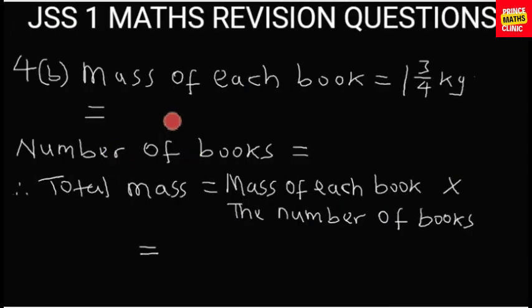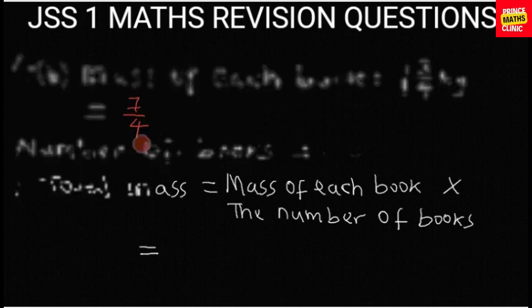So we're given that the mass of each of the books is 1 3/4 kilogram. So let's convert this to improper fraction by saying 4 times 1, which is 4, plus 3, that is 7 over 4. 7 over 4 kg. Good. So we know the formula for total mass to be mass of each book times the number of books. The mass of each book is 7 over 4 and multiplied by the number of books, which is 20.